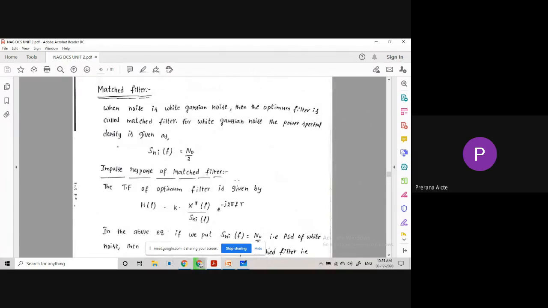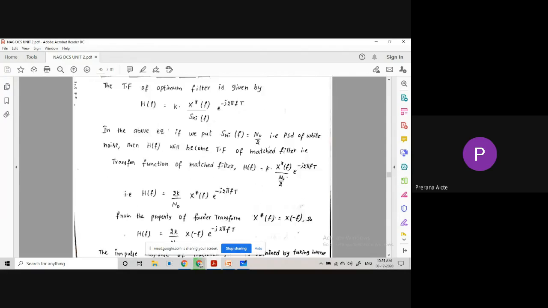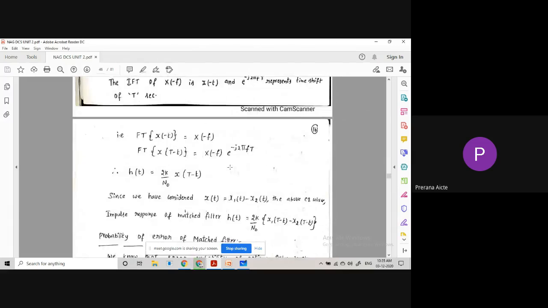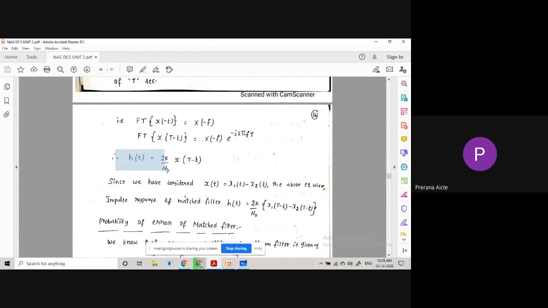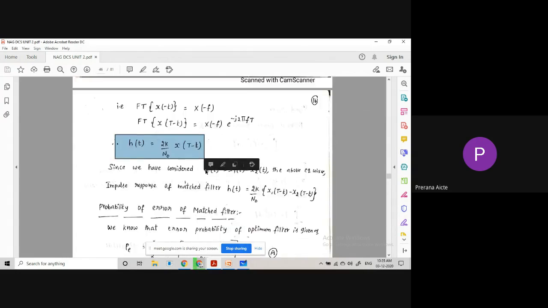Okay, this is about the matched filter. What is meant by matched filter? Whenever the noise is white Gaussian noise, the optimum filter is called the matched filter. It is affected by white Gaussian noise having power spectral density N0/2. The impulse response of the matched filter is given by h(t) equals 2k/N0 into x(T - t). Okay, this is the formula.